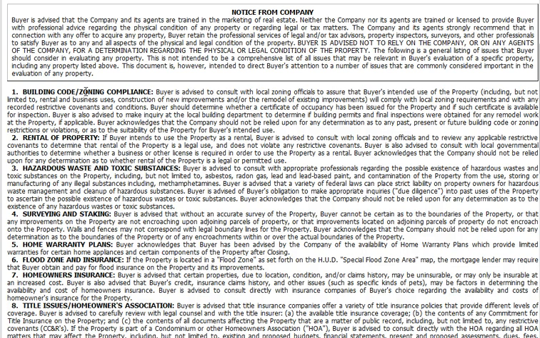It starts with building code and zoning compliance, and it uses the same language. A buyer is advised to consult with local zoning officials to ensure that buyer's intended use of property, and then it goes through all of the possibilities of using that property. What it's really saying is that if you have any questions about the zoning code or zoning compliance of the property that you are interested in, that you as the buyer have the responsibility to check with the city zoning office to determine that it meets your particular use.